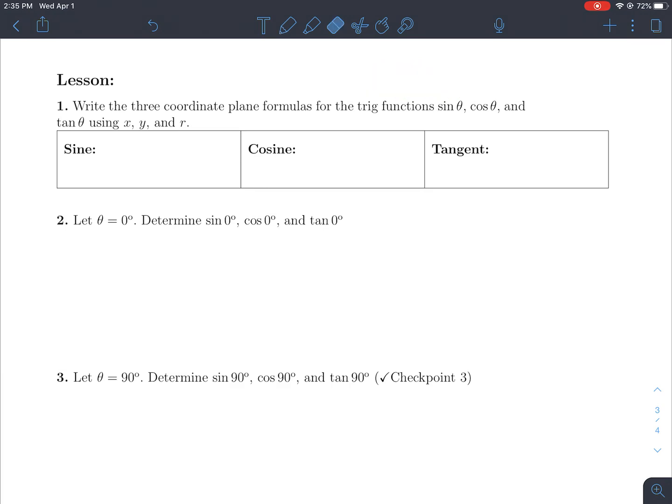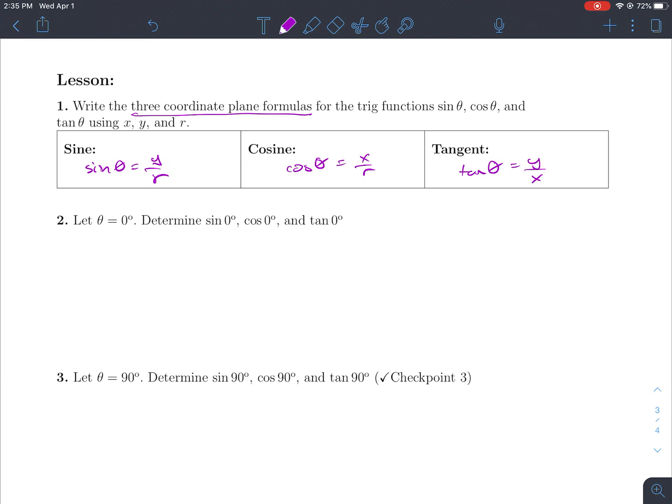Write the 3 coordinate plane formulas for the trig functions sine theta, cosine theta, and tangent theta. So the 3 coordinate plane formulas are sine of theta is equal to y over r. Cosine theta is x over r. Tangent of theta is y over x.